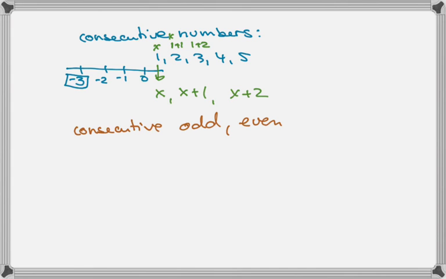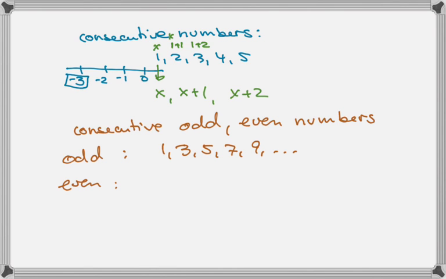And even numbers. The setup is the same, doesn't matter if you're odd or even. But if we're looking at odd numbers: 1, 3, 5, 7, 9, and so forth. Even numbers would be, let's start off 0, 2, 4, 6. Those are consecutive even numbers. Actually, hold on, I want to write them down here.